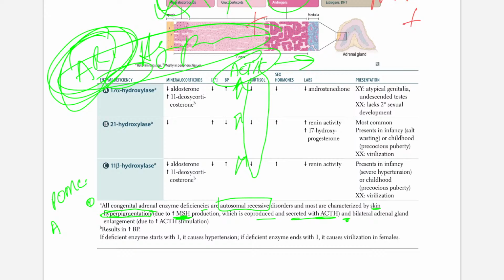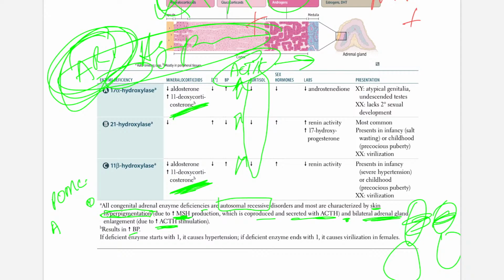And not only that, but also bilateral adrenal enlargement. So you have bilateral adrenals on top of kidneys. These are going to be enlarged because of increase in ACTH stimulation. Okay. Now the second point is, what is B? B results in increase in blood pressure. Okay, yeah, here, which is the 11-deoxycorticosterone, which is a weak aldosterone. It is just going to cause increase in blood pressure.